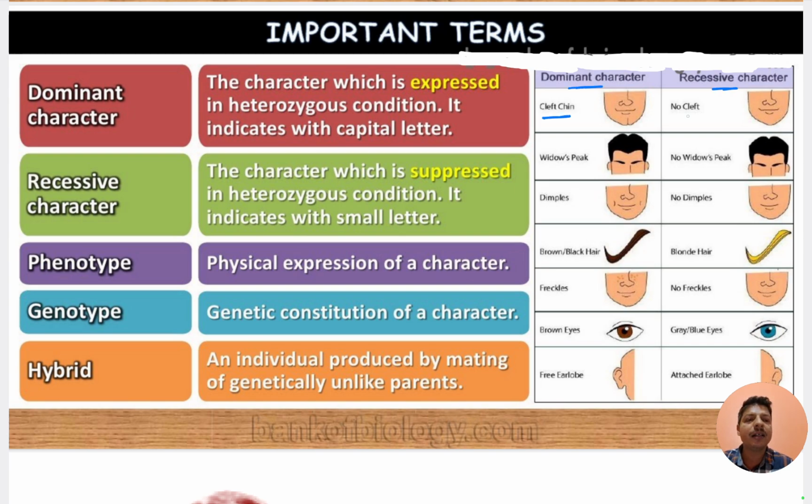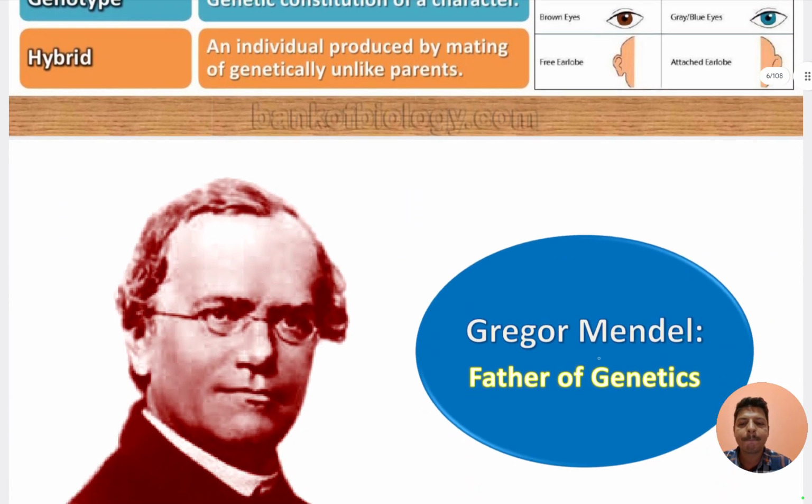Here you can see some examples of dominant character and recessive character. The clefted chin and no clefted chin, as you can see the differences. Widow's peak, no widow's peak. Here you can see it is a widow's peak, and here no widow's peak is there. Dimples, no dimples. Brown or black hair, blonde hair. Freckles, no freckles. Brown eyes, grey or blue eyes. Free earlobe and attached earlobe. These are some dominant and recessive characters found in human beings.